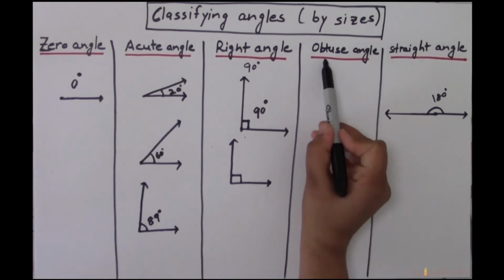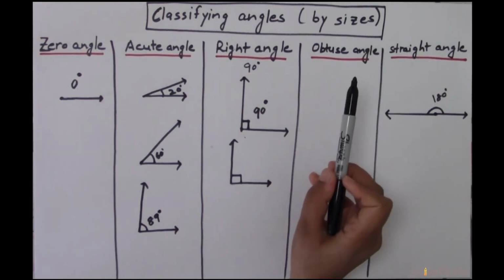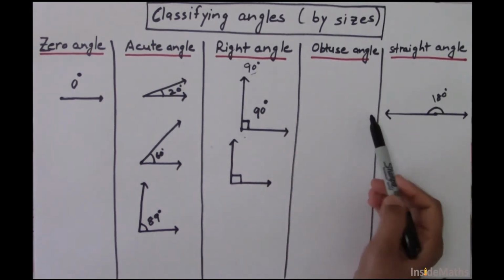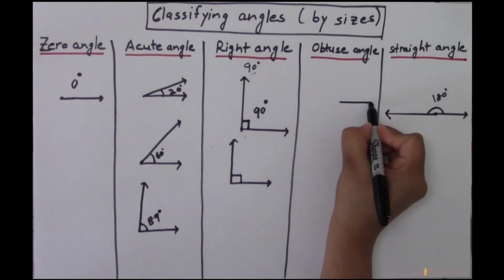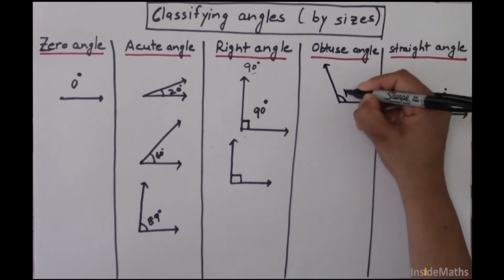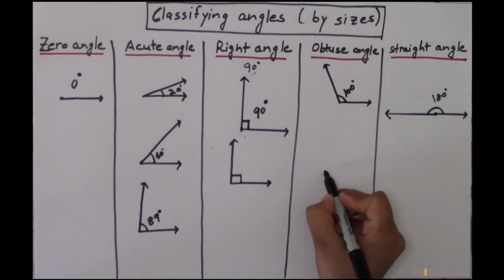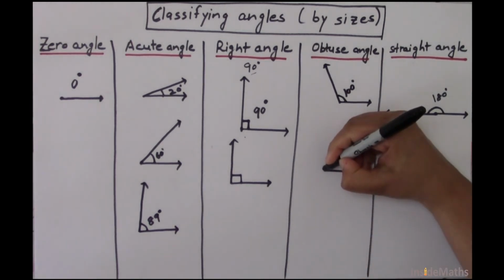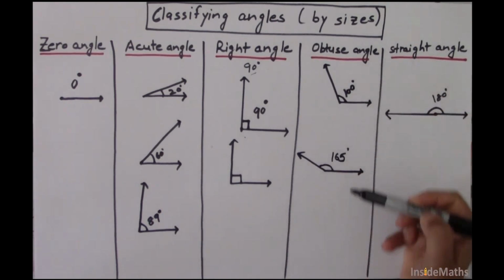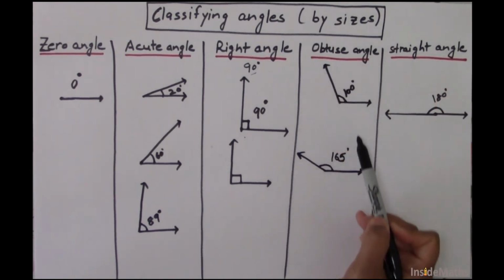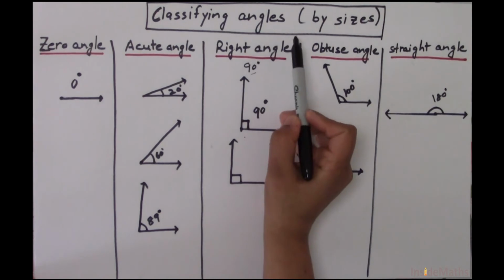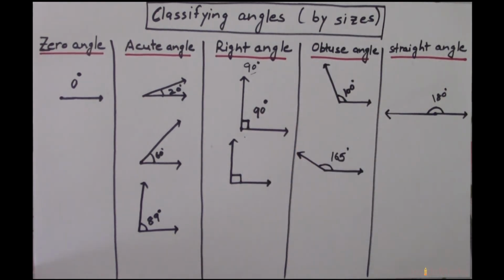Exactly like that, an obtuse angle is an angle whose measure is greater than 90 degrees and less than 180 degrees. So let's say I make an angle of 100 degrees, or I make an angle of 165 degrees. So these are the examples of obtuse angles. So this is the classification of angles by sizes, and it is widely used in geometry.